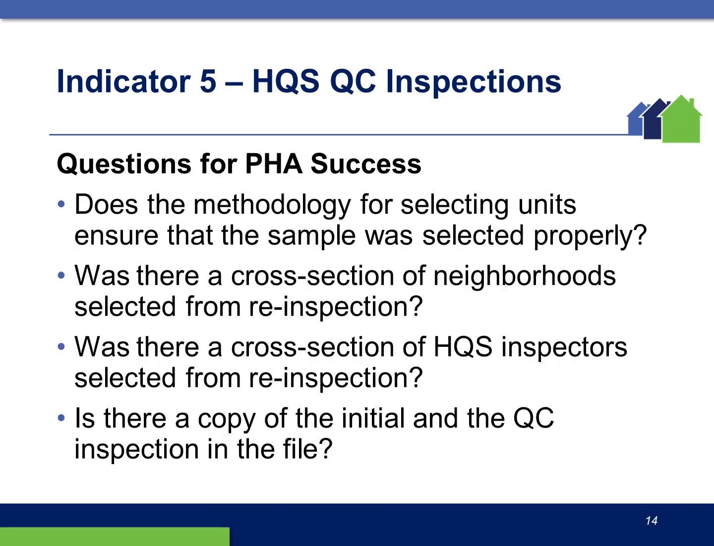The questions for success on Indicator 5 are: does the methodology for selecting units ensure that the sample was selected properly? Was there a cross-section of neighborhoods selected for reinspection? Was there a cross-section of HQS inspectors selected for reinspection? Is there a copy of the initial and the QC inspection in the file?